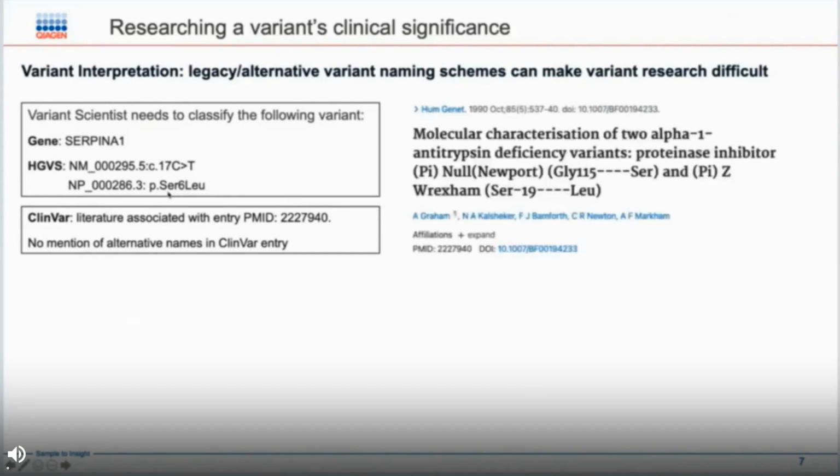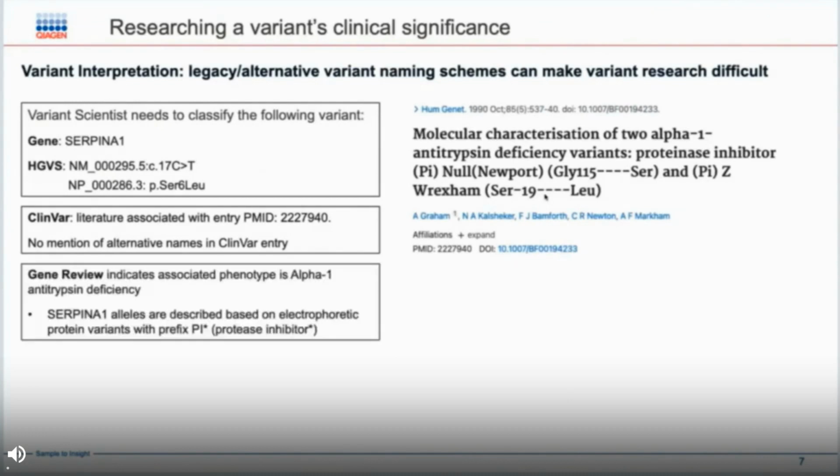And so you pull up this literature information that was associated with the ClinVar entry. And when you investigate this PubMed, you see that within this paper, the only serine to leucine change is happening at codon -19. You also notice that this is somehow also associated with something called PIZ rexum. So at this point, you're not seeing any mention of a serine 6 leucine.